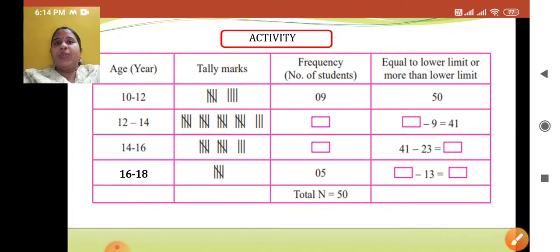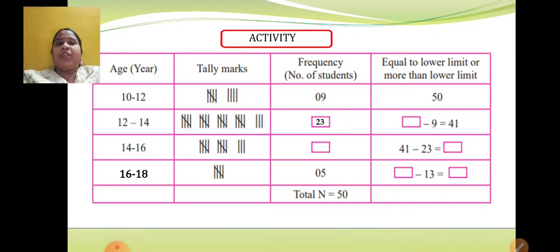What you are actually doing is finding out cumulative frequency more than type. Again, I am explaining it. Just look here and try to understand the concept. First we will complete this frequency column by calculating the total of the tally marks. The first one is given as 9, the second one we have calculated as 23, and the third one is 5 and 5 is 10 and 3 is 13. So the third one will be 13.